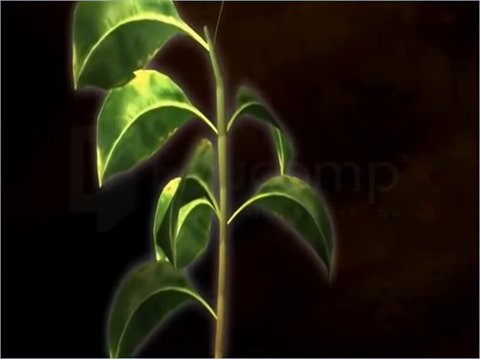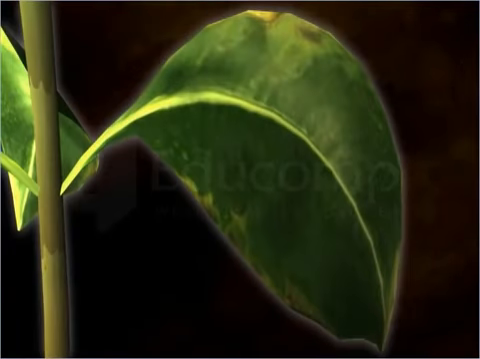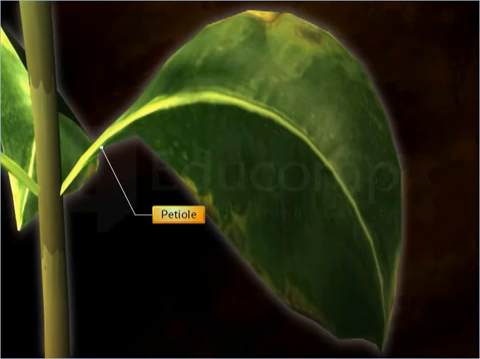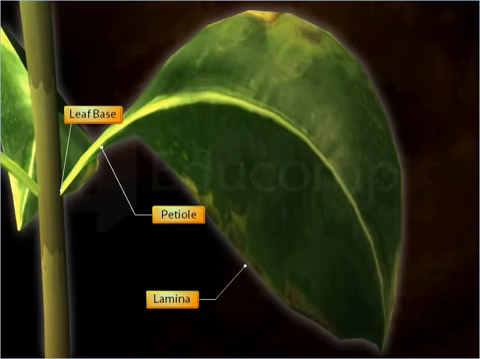These substances eventually become the food of all other living organisms, either directly or indirectly. Sure, all of you have seen leaves, but do you know the structure of the leaf? As a whole, a typical green leaf consists of the petiole or the leaf stalk, leaf blade or lamina, and the leaf base. Let's learn about these.